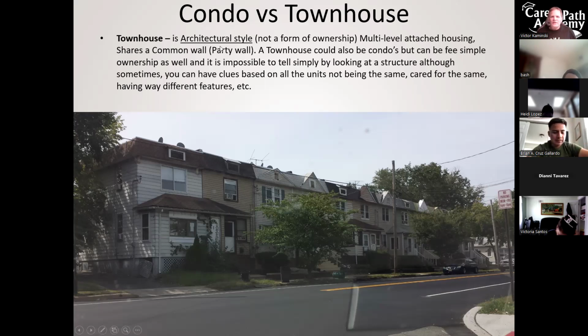Okay. So townhouse is simply an architectural style. It's not a form of ownership. It's multi-level attached housing that shares a common party wall. Townhouses could also be condos, but they could be fee simple ownership as well. It's impossible to tell simply by looking at a structure, although sometimes, like in this case, you can have a clue based on the units and their condition. If they're not all the same, if they're not cared for the same, and they have different features and such, you could get a pretty good idea. It's not a condominium, those townhouses.